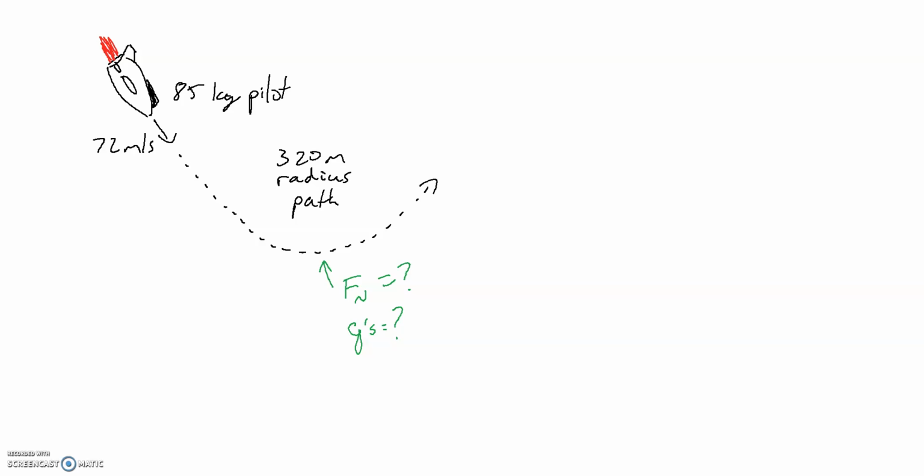Okay, well, let's just start with the basic forces and see what's going on. I know there's a couple forces acting on him. I'm going to start with the simplest force possible, force of gravity. The force of gravity of the pilot is just going to be mg, and that's pretty simple to calculate. That's just going to be around 834 newtons.